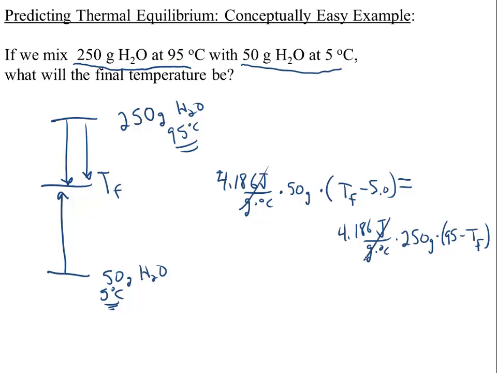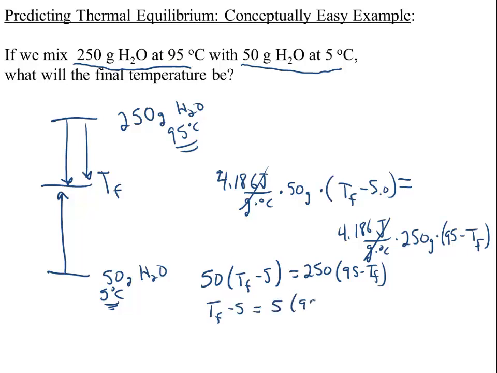And from here on out, it's algebra. So we have 50 times (TF minus 5) equals 250 times (95 minus TF). And if you do this, we'll move the 50 over there, so TF minus 5 is equal to, if we take 250 divided by 50, that's 5, times (95 minus TF).